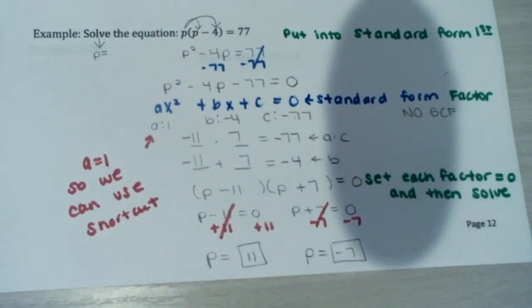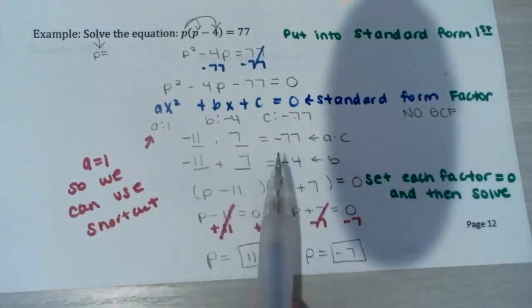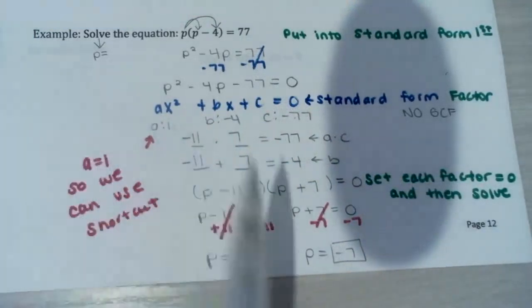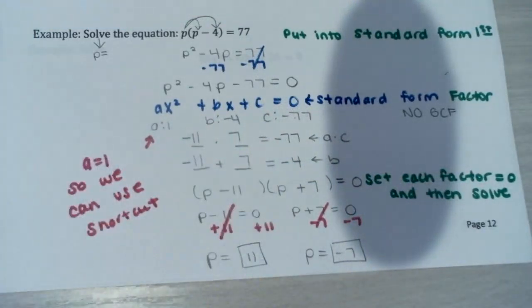So read the directions, because the directions tell you what to do. So it tells you to solve, so it wants you to get p by itself. It wants you to get p equals. Versus something on module 5, there was not an equal sign in the problem, and it just said to factor. So you would just stop at your factoring. But because this says solve, we want to keep going to get p by itself.